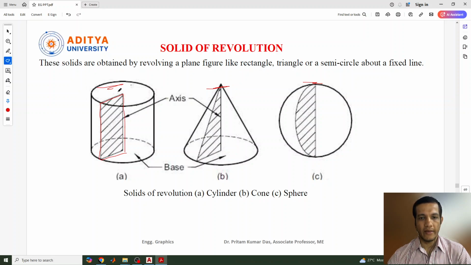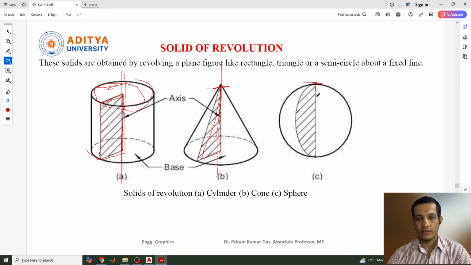This is a rectangular plane, okay, and suppose this is the axis line. If I revolve this rectangular plane through this axis line, then a cylinder will be formed here. Okay, if I revolve this rectangle around this axis, then I'll get the cylinder. Similarly, if I revolve the triangle around this axis, suppose this is the triangle and this is the axis line, if I revolve this triangle around this axis, then I'll get a cone.